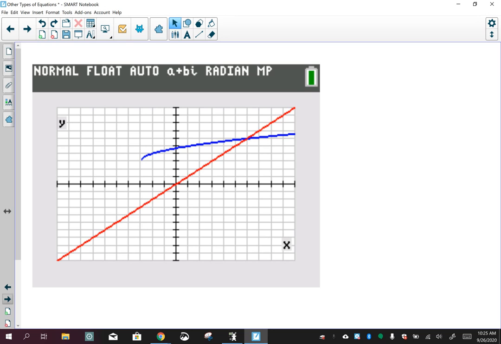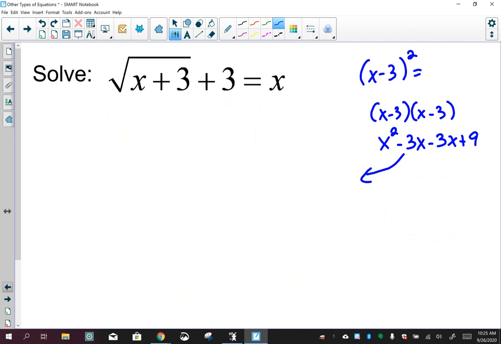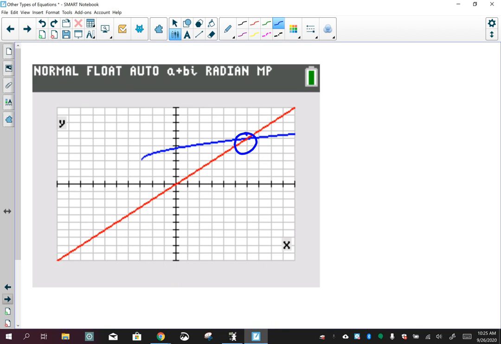Because you get something that looks like that, what we're going to look for is this intersection point right there. And if you notice, that intersection point is going to be 6. And since that intersection point is 6, it matches the answer that we got over here, which is x equals 6. So therefore, we are good to go.